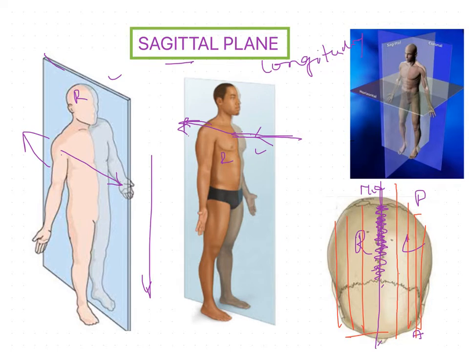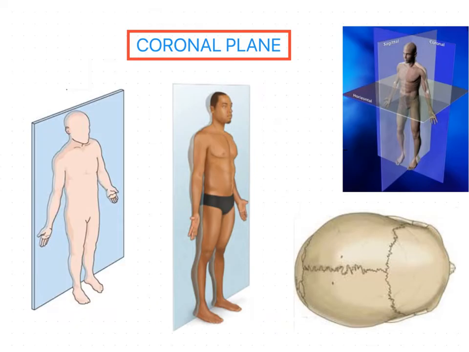Now we'll move on to the next plane, called the coronal plane. The word coronal is derived from the Latin word corona, which means crown-like. This one is also called the frontal plane. And this plane is called coronal because it lies in the direction of the coronal suture.